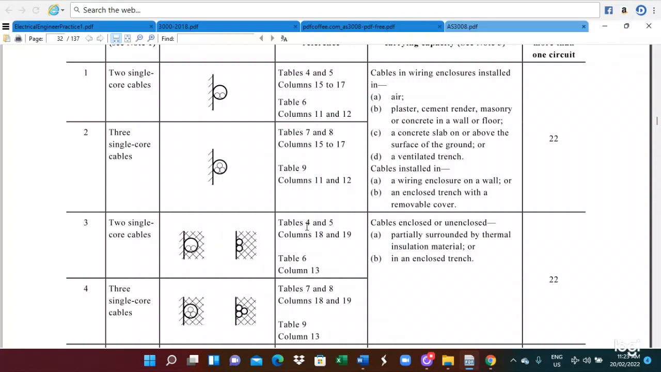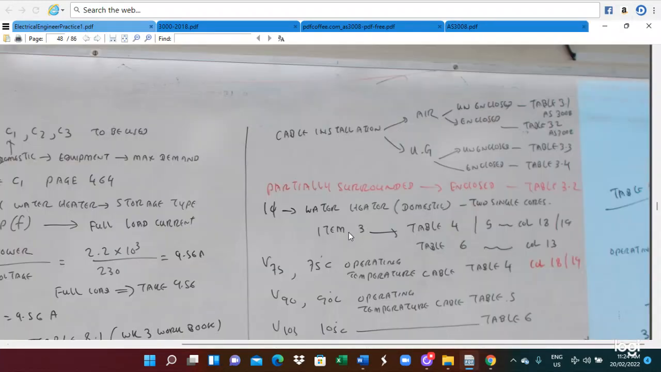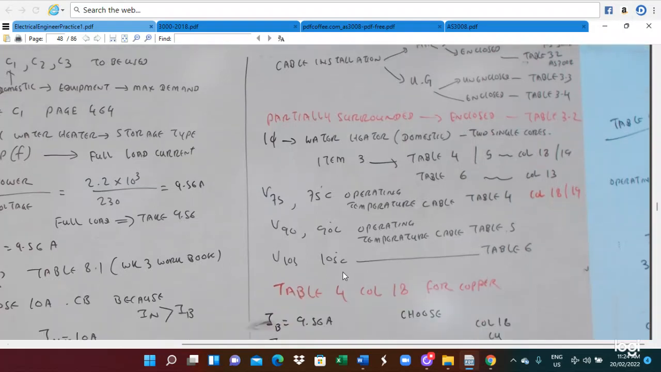So we have to further look at tables 4, 5 and columns 18 to 19. Table 4 is for V75, table 5 for V90, and table 6 for V105. The derating factor you can look up in table 22. Those tables refer to further tables. In this problem, we have partially surrounded insulation, therefore tables 4, 5, and 6.